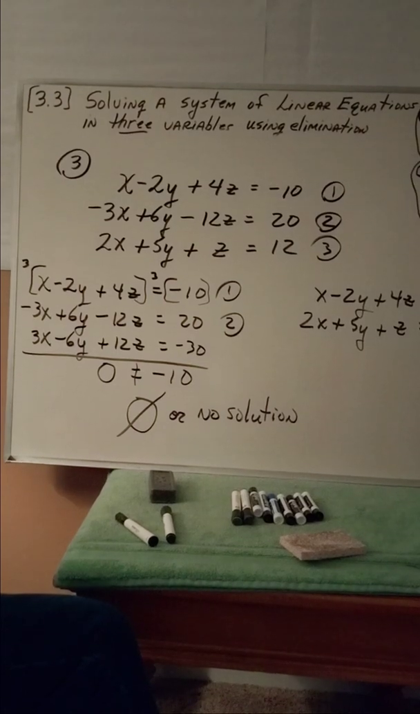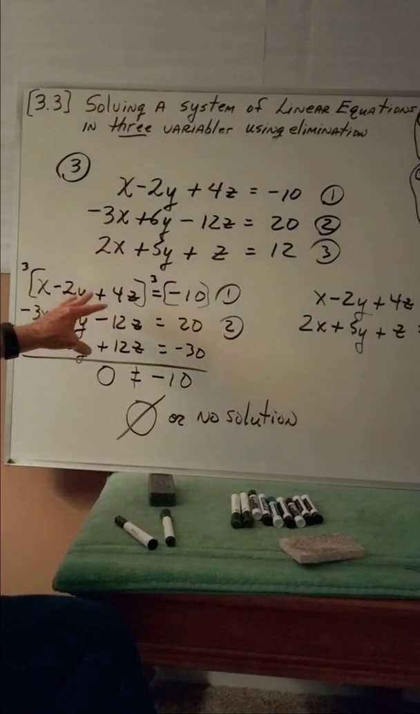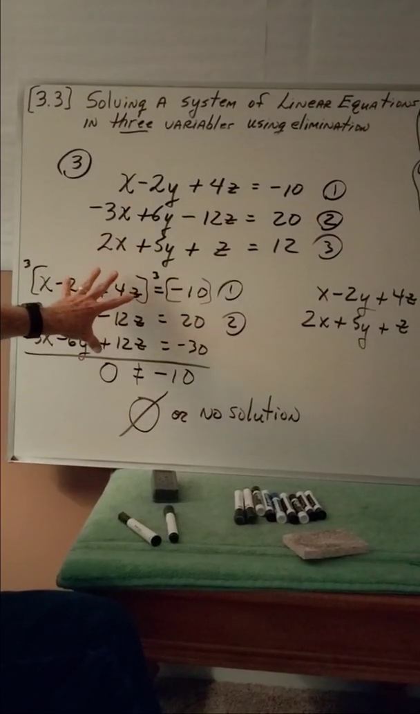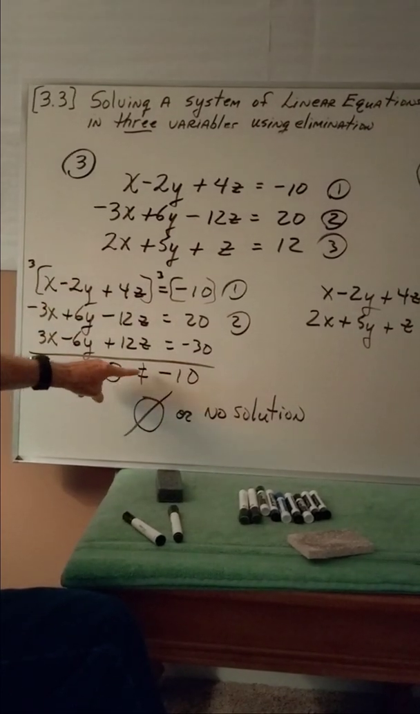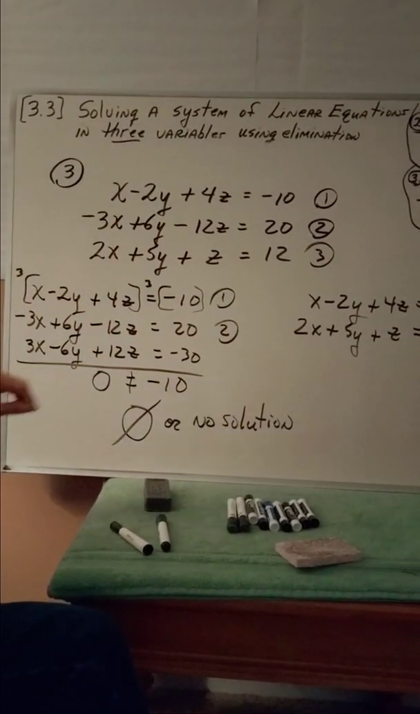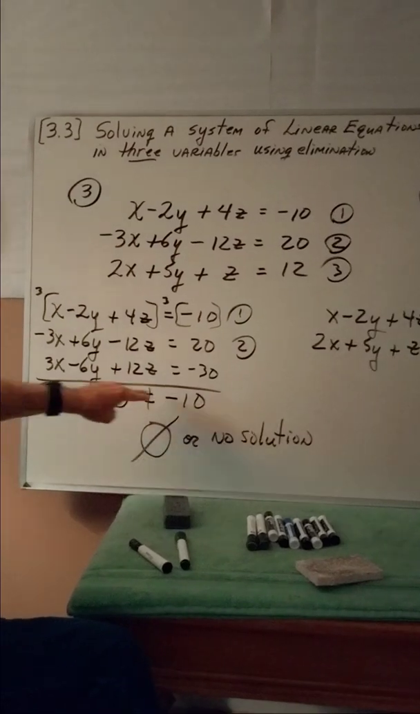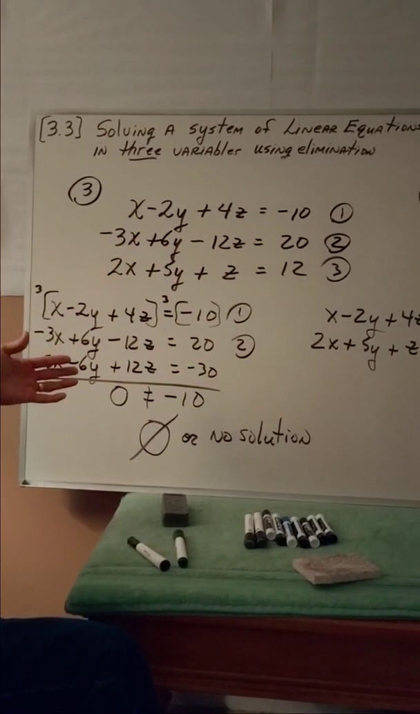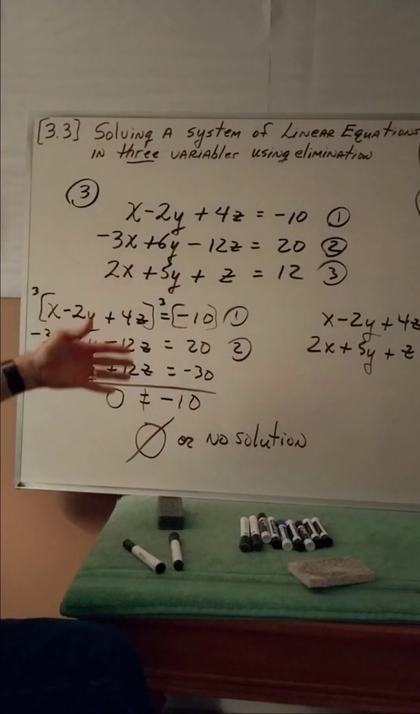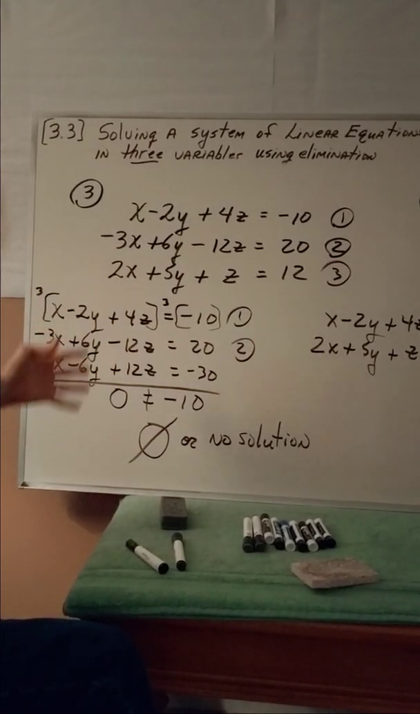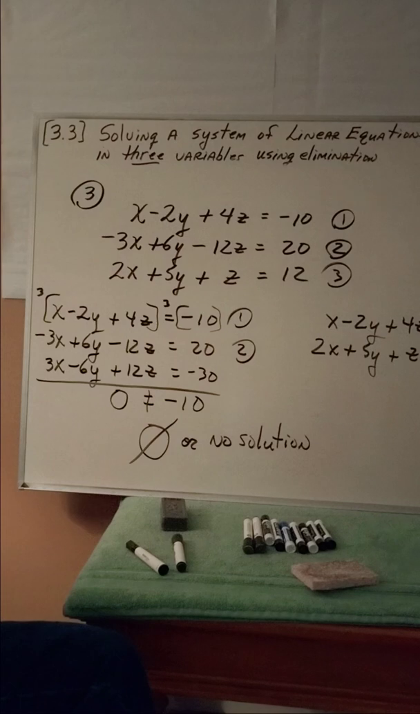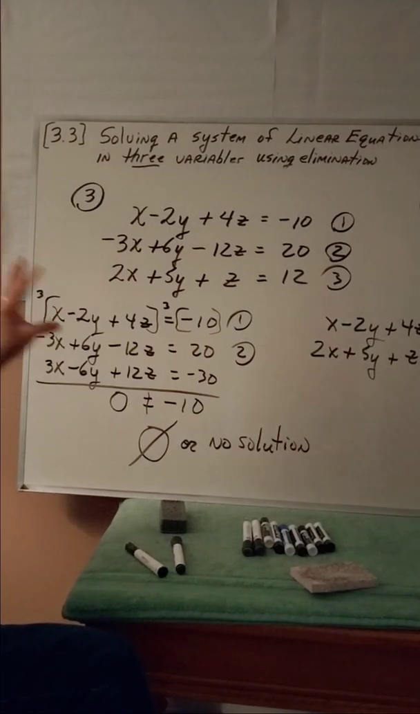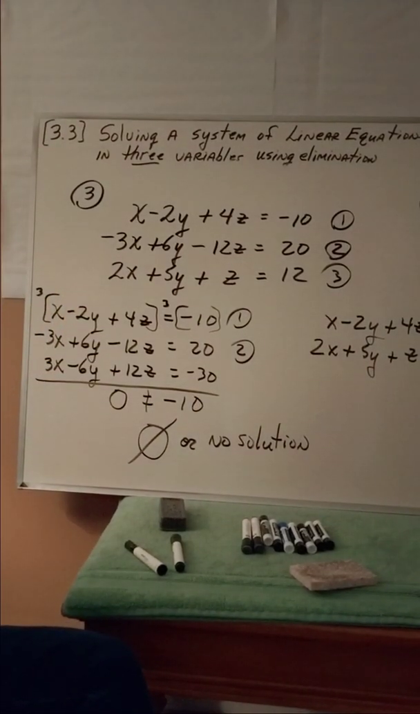Now folks, if we would have had a situation where it would have been 0 = 0, or -10 = -10, that would have indicated that we would have had an infinite number of ordered triples that would have satisfied that system. But that was not the case on this one.